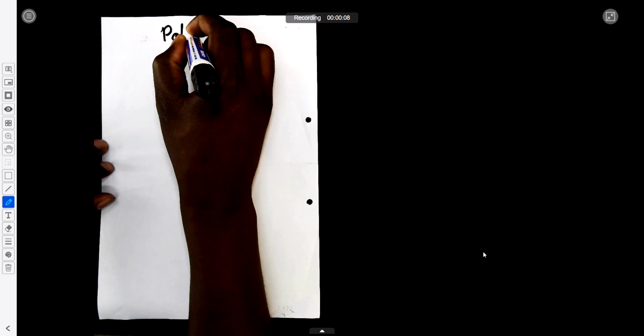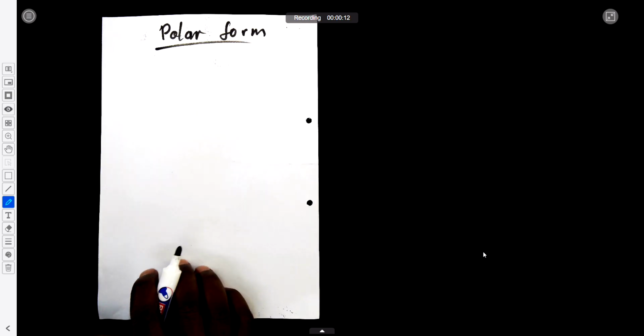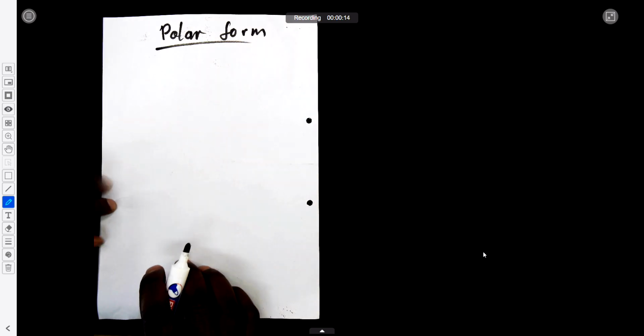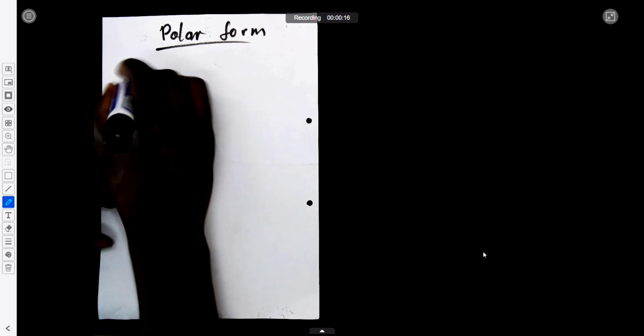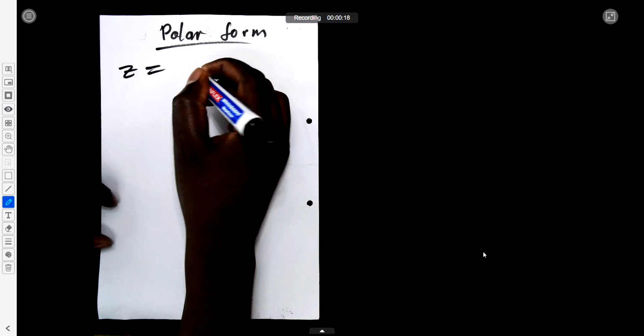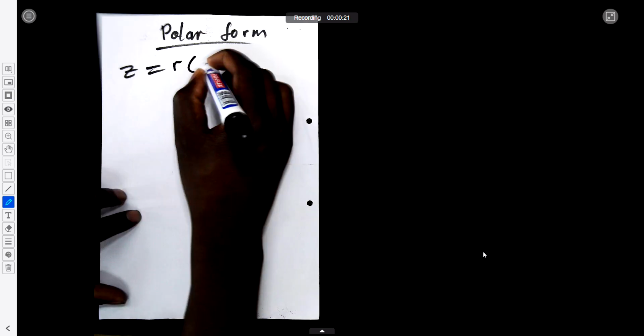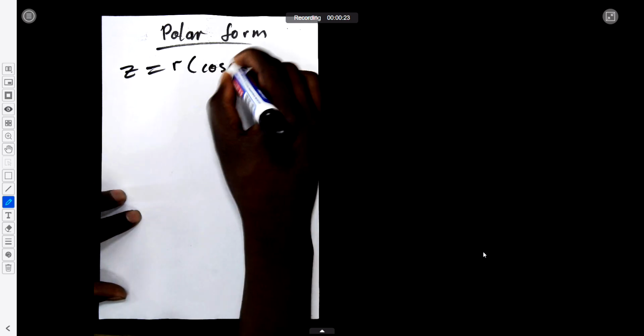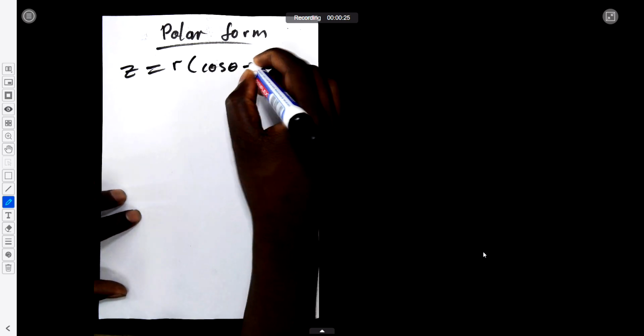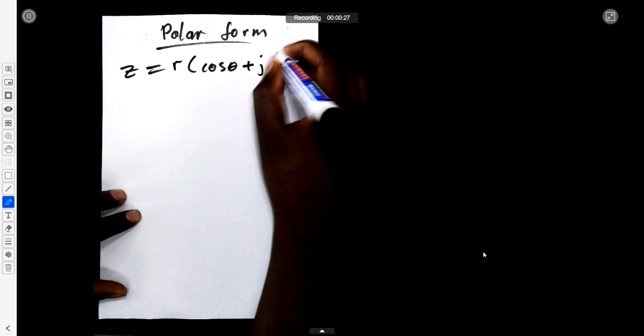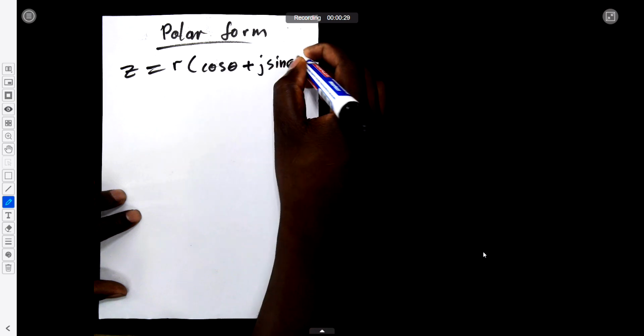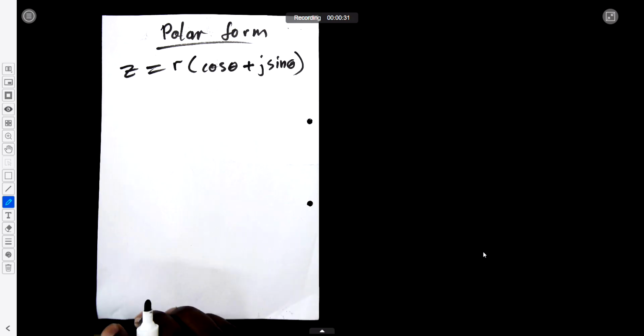So when we want to express our complex number in polar form, we have three representations. We can express the complex number z as equal to r into cos theta plus j sine theta. So that's how we express our complex number in polar form.